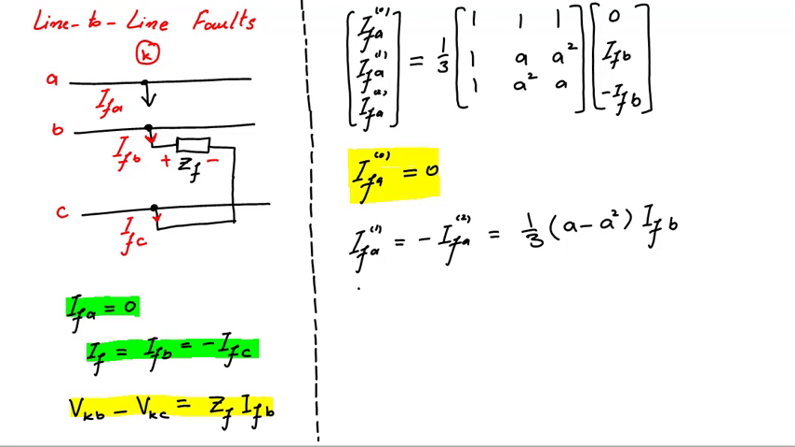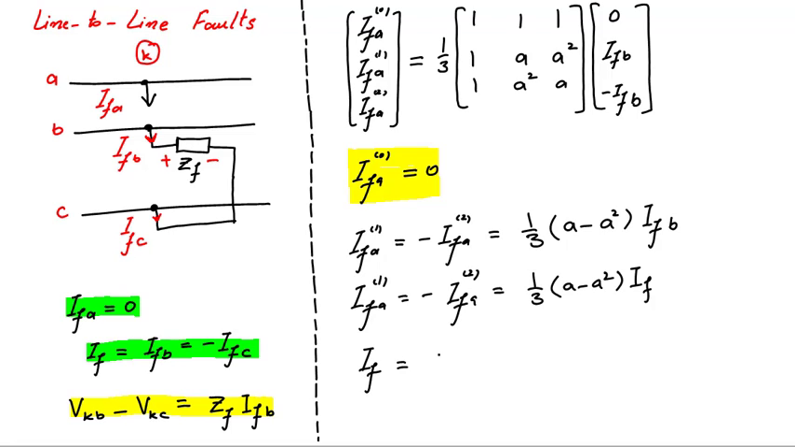So we can also write it as IFA positive sequence is equal to minus IFA negative sequence, that is equal to 1 by 3 (a minus a square) into IF. So this equation will help us to find out the fault current as well. So we can write the fault current IF in case of a line to line fault as equal to 3 by (a minus a square) into IFA positive sequence.